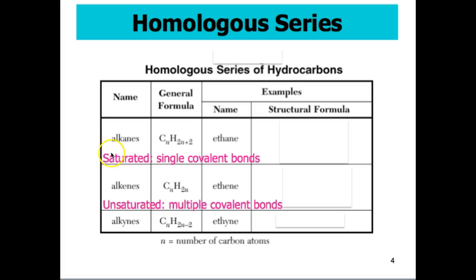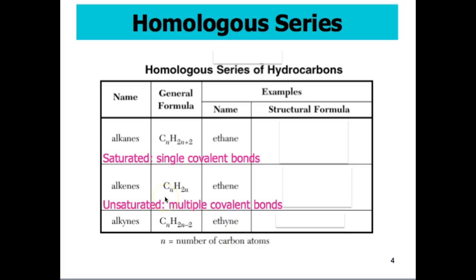So single begins with S, those are saturated. Unsaturated have double and triple. So alkenes and alkynes are unsaturated. Alkenes, those compounds that end in ene, have a double bond, whereas alkynes, compounds that have a triple bond, are going to end in yne.